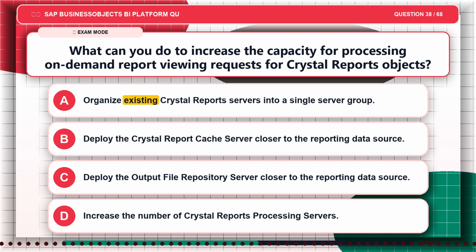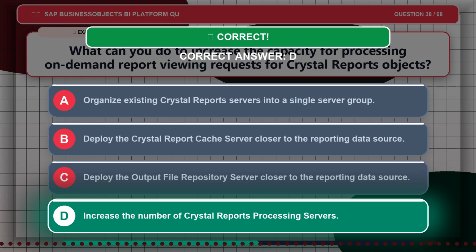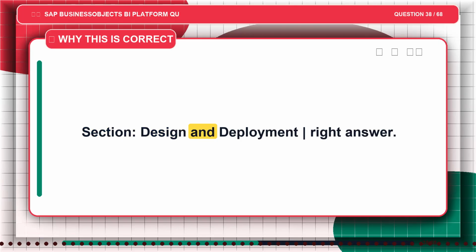Option A, organize existing Crystal Reports servers into a single server group. Option B, deploy the Crystal Report cache server closer to the reporting data source. Option C, deploy the output file repository server closer to the reporting data source. Option D, increase the number of Crystal Reports processing servers. The correct answer is option D, increase the number of Crystal Reports processing servers. Section, Design and Deployment. Right answer.